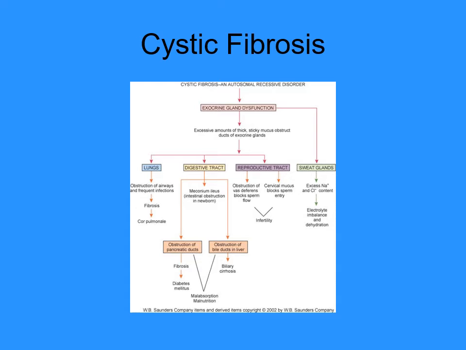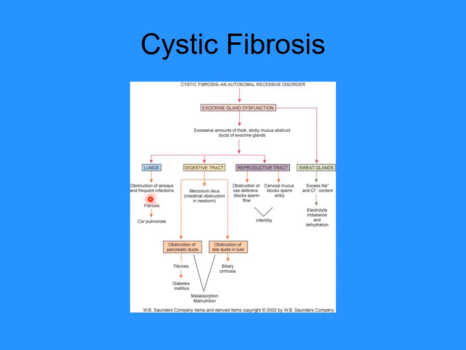This is the progression of cystic fibrosis. So it's an autosomal recessive disorder, chromosome 7. The exocrine gland dysfunction, it's a chloride transport dysfunction, and you wind up with excess sodium and chloride ion content from sweat glands. That's picked up in your sweat test that they can perform in the lab. But because of this chloride ion transport dysfunction, you have excessive amounts of thick, sticky mucus that obstructs the ducts of exocrine glands.